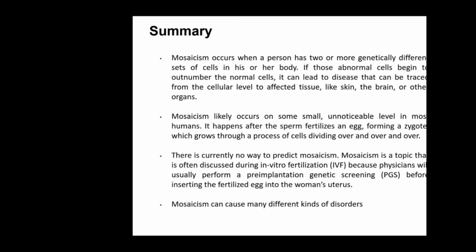It also happens after the sperm fertilizes an egg, forming the zygote, which grows through a process of cell dividing over and over again. There is currently no way to predict mosaicism. Mosaicism is a topic that is often discussed during in vitro fertilization because doctors will usually perform preimplantation genetic testing or genetic screening before inserting the fertilized egg into the woman's uterus. We saw also that mosaicism can cause many different kinds of disorders.